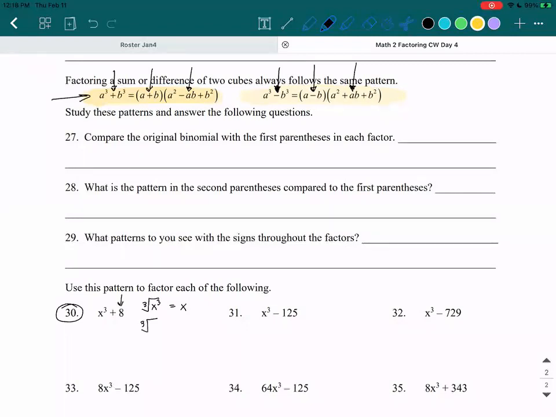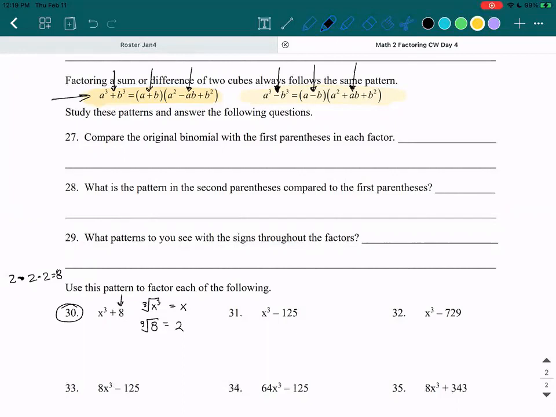What is the cubic root of 8? That means what times itself 3 times will be 8? And the answer is 2. Just to remind you, 2 times 2 times 2 equals 8. So 2 multiplied by itself 3 times equals 8. That's why the cubic root of 8 is 2.